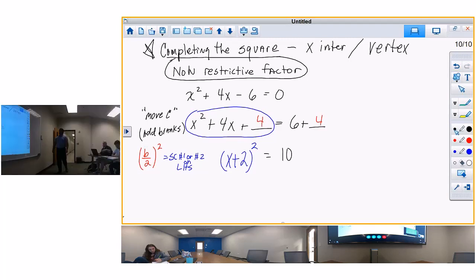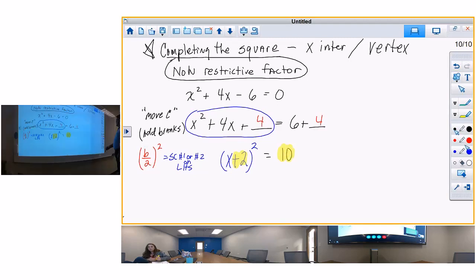Now, I want you to take your highlighters out, and I want you to highlight that positive 2 and that 10, and take the opposite of both. What's the opposite of positive 2? And what's the opposite of 10? And that's your vertex. And now we're going to continue on and find the x and y intercepts.